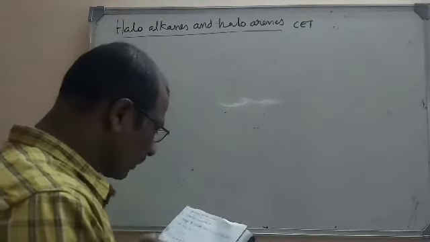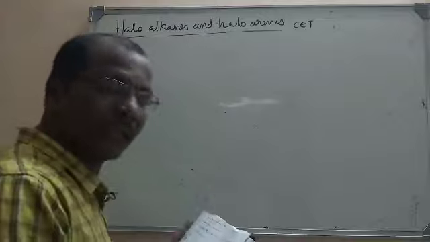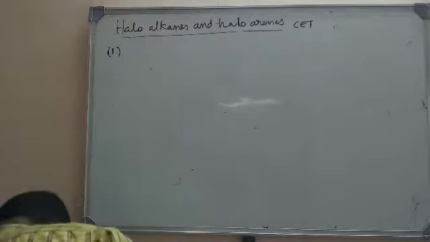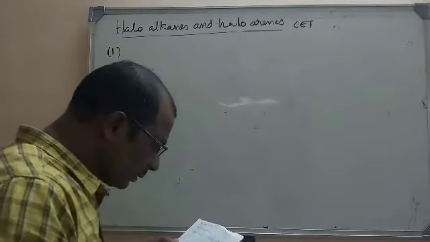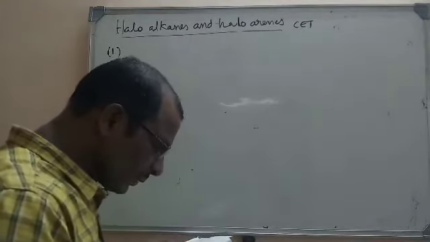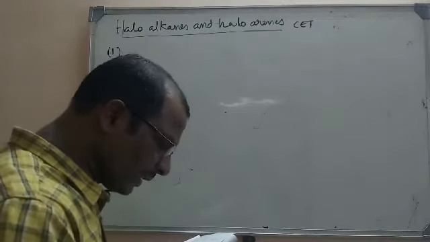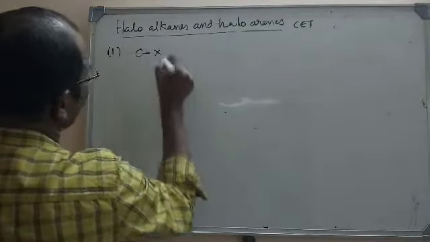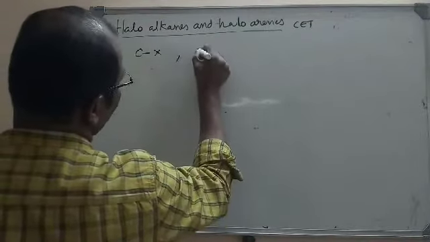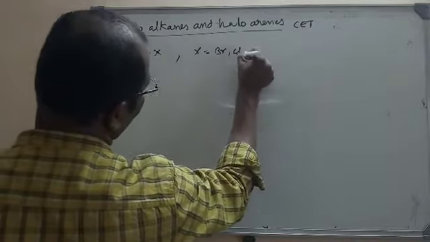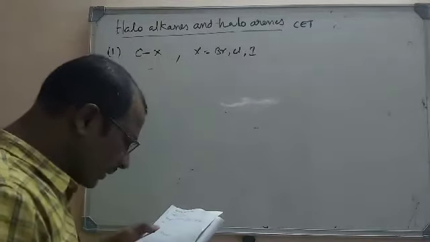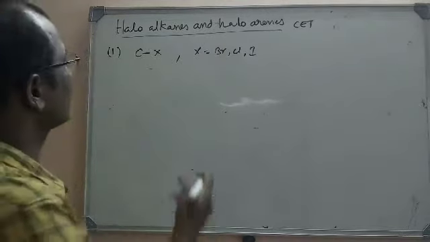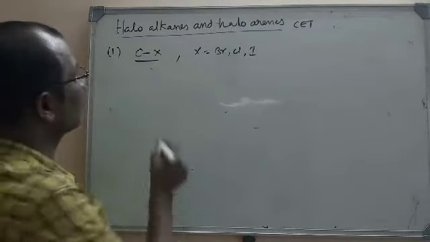From our material, from the classification and nomenclature part, question number 1. Amongst the C-X bonds where X is Cl, Br, I, the correct bond energy order is. Here the C-X bond is given and X is a halogen: chlorine, bromine and iodine. So what is the correct decreasing order of bond energy? We can directly write it without options also.